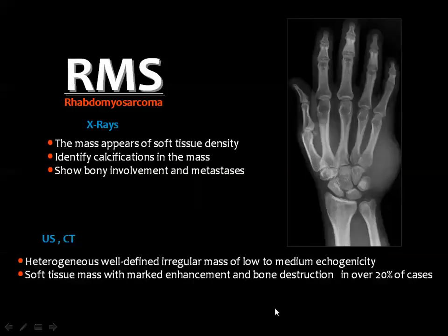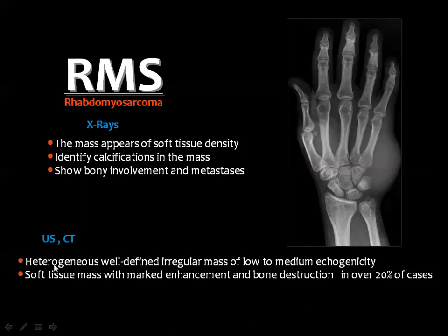20% of the patients have metastasis at the time of the diagnosis, and these metastases usually go to the lung and the bone marrow. If you look at this plain X-ray, you see a soft tissue mass along the wrist joint and the fifth metacarpal bone with almost no associated bony changes. Rhabdomyosarcoma on plain film will appear like this with no specific imaging criteria. Sometimes you can detect calcium within the soft tissue mass.